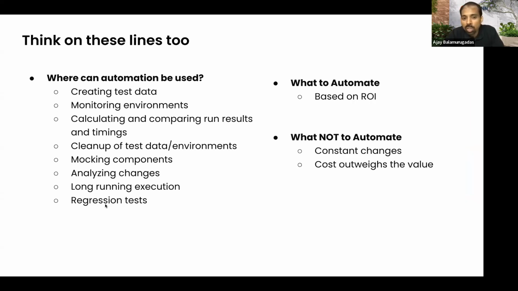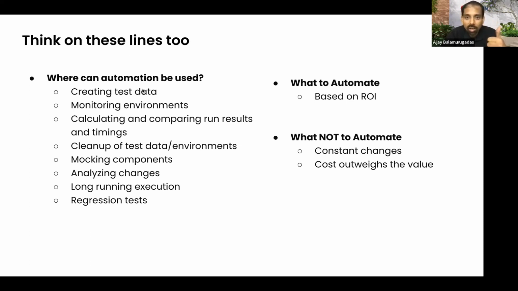The last line you see, regression tests, and the one line before that, long running execution. These two places are where the majority of the world uses automation, and then slowly no one is looking at anything else. They slowly changed automation to test automation. And then the whole world is thinking, oh, test automation, automation testing, automated testing, and all that. What about the other things?